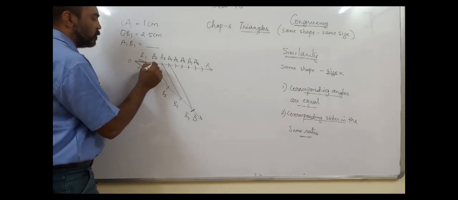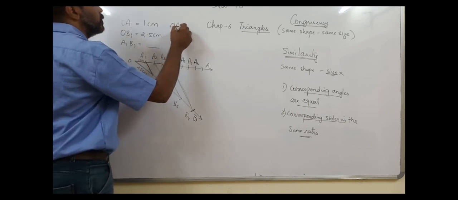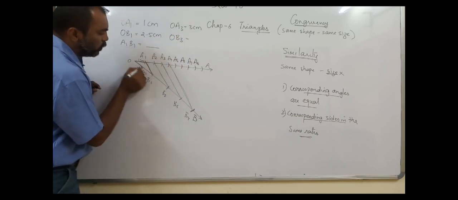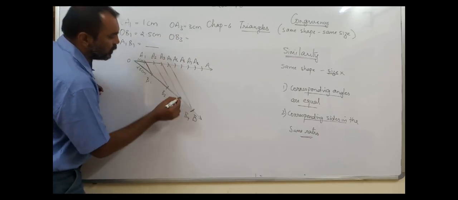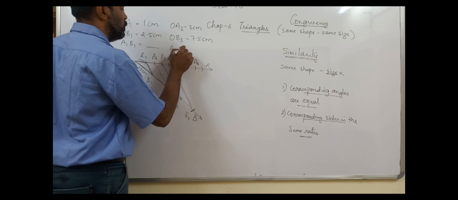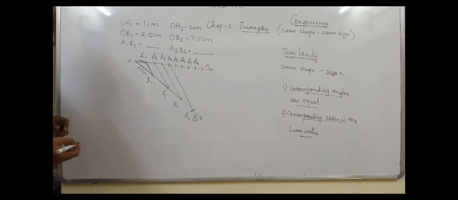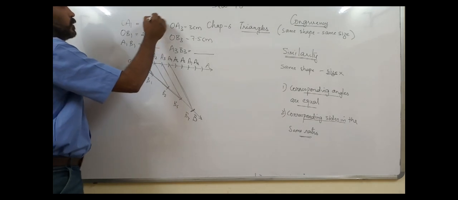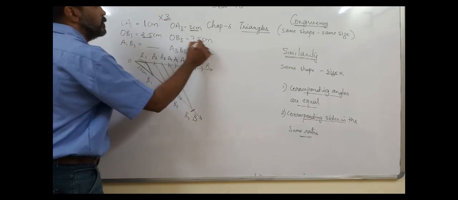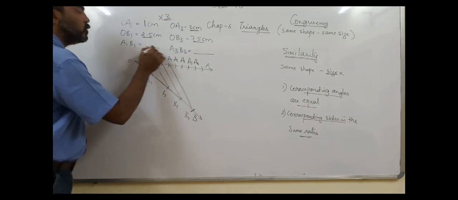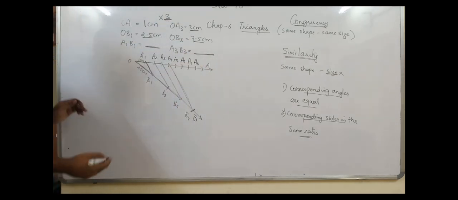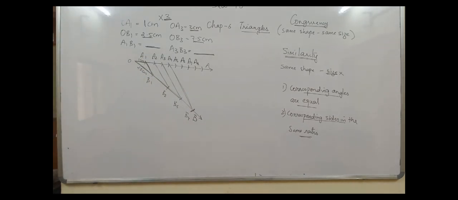Also OA3, so it is 1 centimeter, 1 centimeter, 1 centimeter. So we know OA3 will be 3 centimeter, OB3 will be 2.5, 2.5 and 2.5, so 7.5 we already know. But A3B3 you will have to check. Now what is the ratio? 1 into 3 gives 3, 2.5 into 3 gives 7.5. So whatever you got for A1B1, if you multiply by 3, you should get the A3B3 value. If you get this value, it means the ratio of the sides has remained the same.